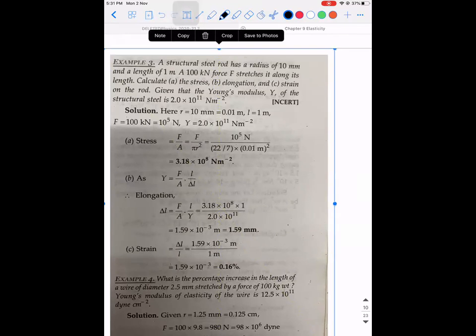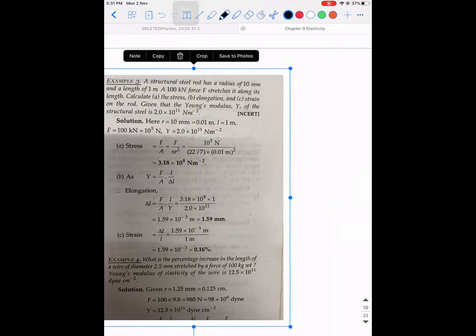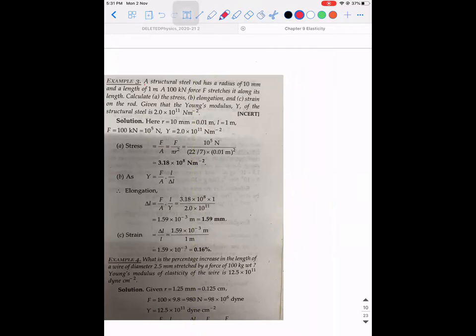Now see, this is an NCERT based problem. Let's try to understand. There is a structural steel rod which has a radius of 10 millimeter. When they say radius, it is the radius of the cross-sectional area, and length of 1 meter. A 100 kilonewton force stretches it along its length. Calculate the stress, elongation, and strain on the rod, given that Young's modulus of structural steel is 2 into 10 power 11 Newton per meter square.